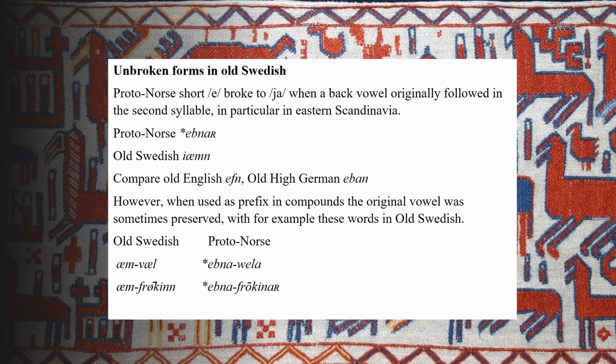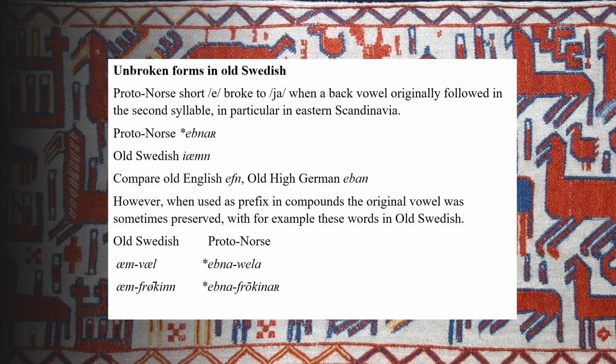Proto-Norse short e broke to ja when a back vowel originally followed in the second syllable in Proto-Norse, and this was particularly strong in Eastern Scandinavia, and created many pairs of words starting with ja or jo in Old Norse that differs from particularly West Germanic, with, for example, Proto-Norse evnaz becoming Old Swedish jämn, compared to Old English evn, Old High German eben, modern English even.